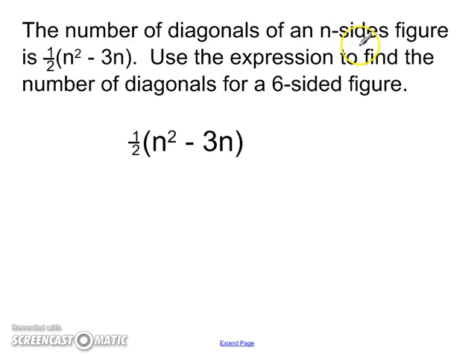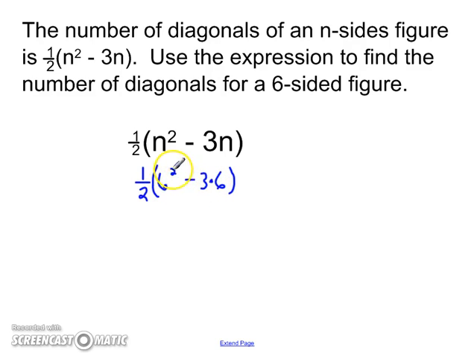And then the number of diagonals of an n-sided figure is this formula. So this will calculate the number of diagonals. Use the expression to find the number of diagonals for a 6-sided figure. And n in this case is the number of sides. So I'm going to replace n with 6 in each of these cases. Now remember, this is multiplication. No space, multiplication.